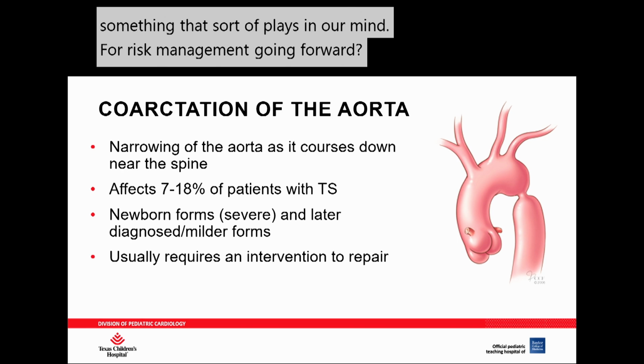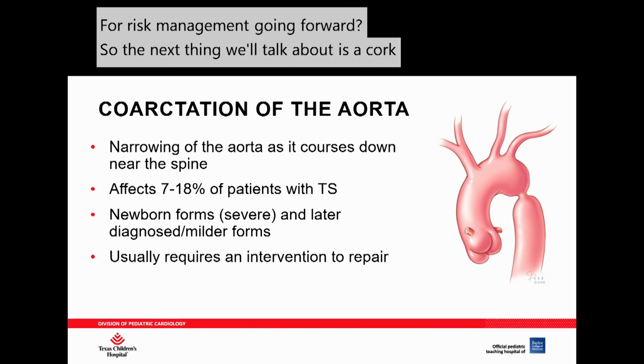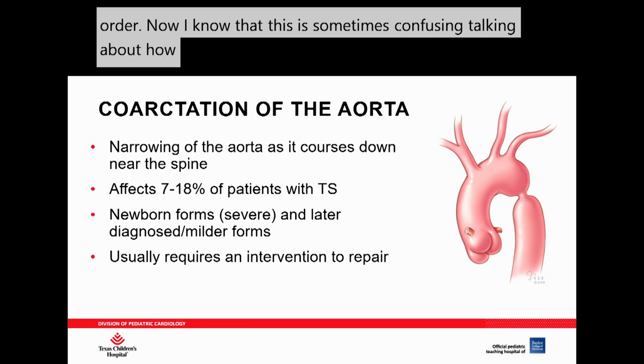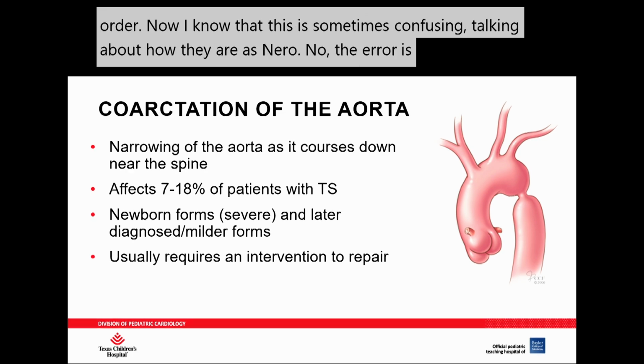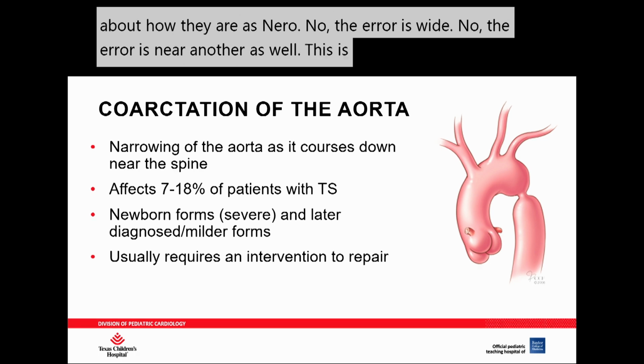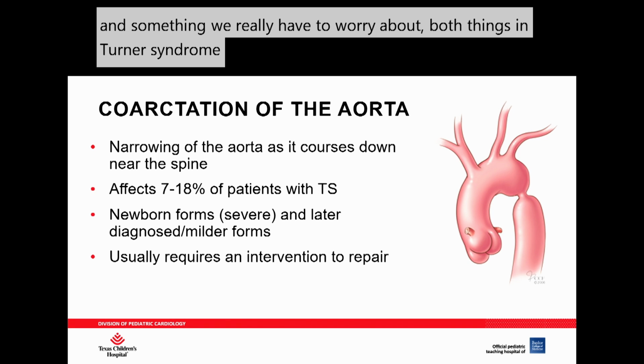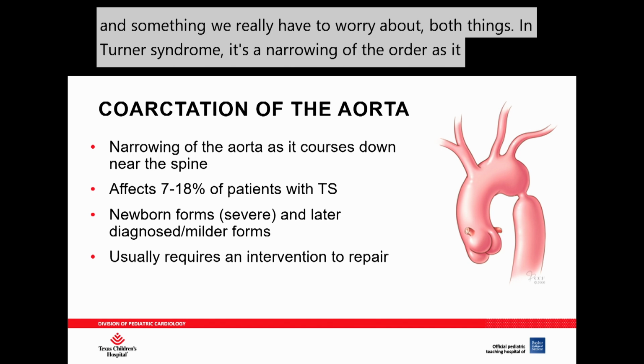So the next thing we'll talk about is a coarctation of the aorta. I know this is sometimes confusing: the aorta is narrow, no, the aorta is wide. Well, this is a narrowing of the aorta, and something we really have to worry about in Turner syndrome. It's a narrowing of the aorta as it courses down near the spine.